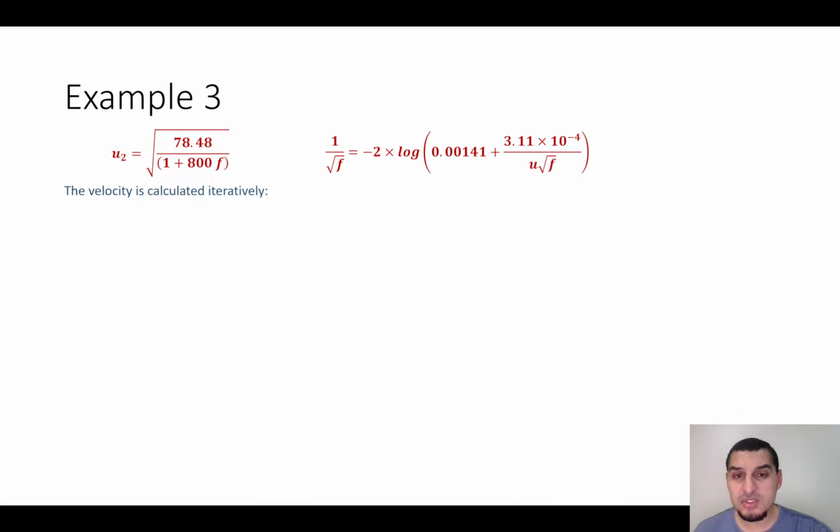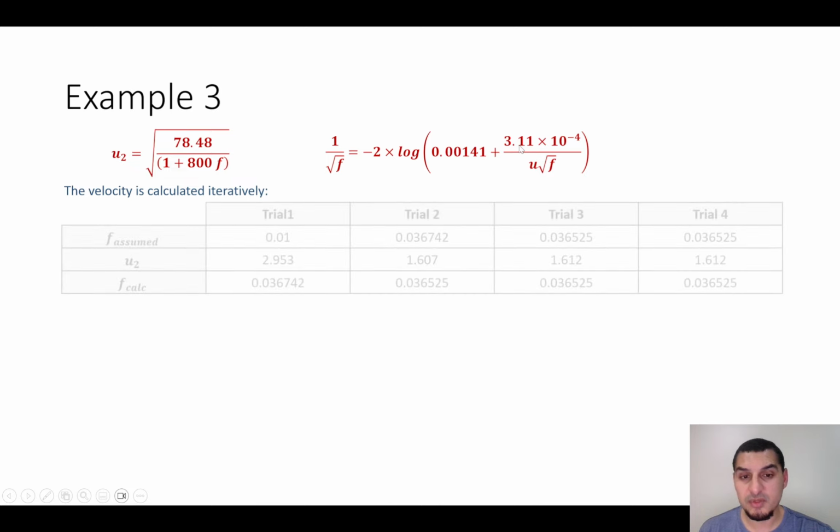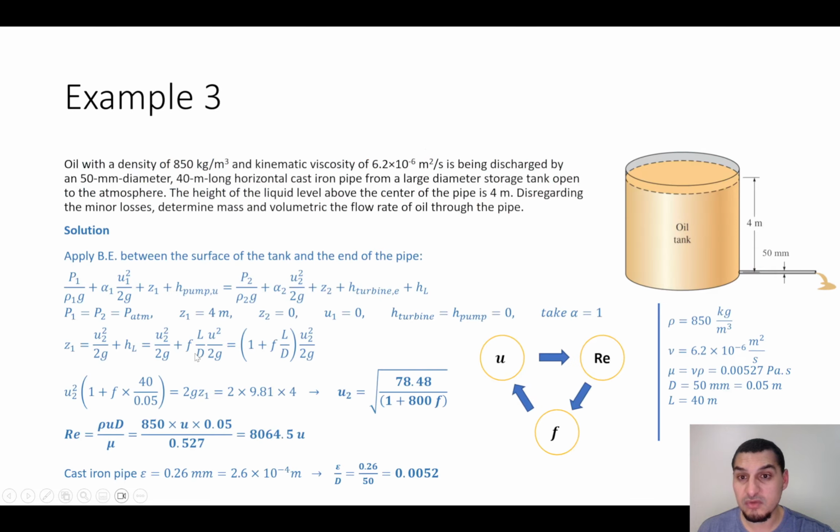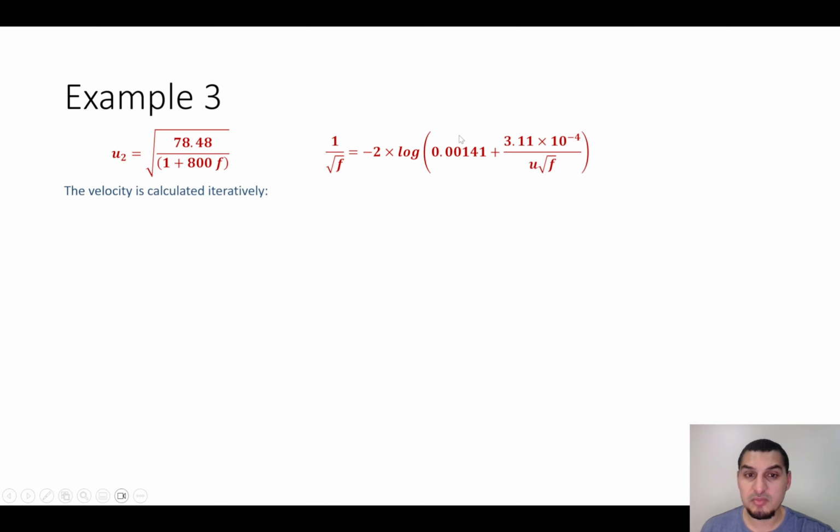The good thing about the equation is that we can combine more than one equation. So here, if you see this, I already substituted epsilon over d, and here I substituted Reynolds number. This is already after putting the numbers that we have in the equation of Reynolds number, which is 8064.5 u. So I put it here, and this is what we have at the end. So I don't need to calculate Reynolds number because it's already part of the friction factor equation now.